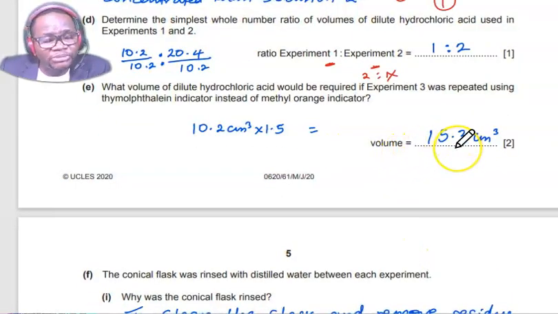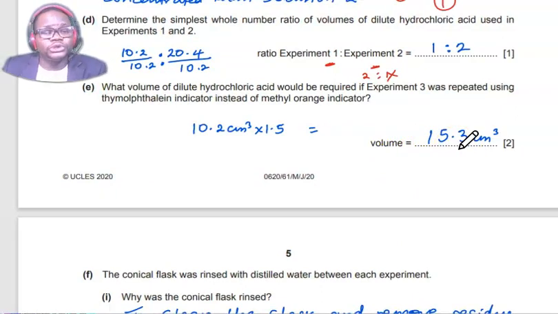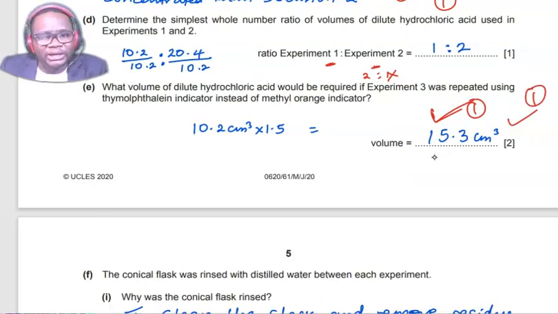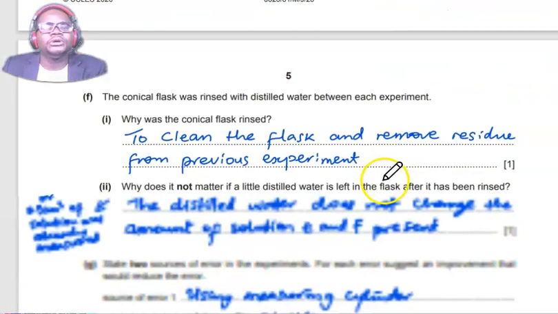So if experiment 3 was repeated using thymolphthalein indicator with solution F, the volume of acid expected will be 15.3 cm cube. So to get your mark here, you need to give the value 15.3, and your cm cube will get another value. So you get your 2 marks here.